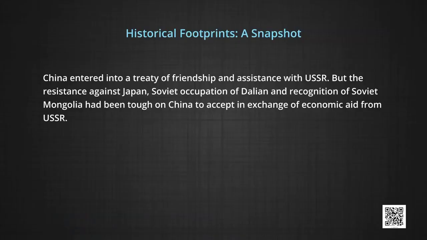Relationship between People's Republic of China and United States remained in moderate stance due to hostile political climate. China worked hard at eliminating Western influence on its people, thereby restoring its culture. China entered into a treaty of friendship and assistance with USSR, but the resistance against Japan, Soviet occupation of Dalian and recognition of Soviet Mongolia had been tough on China to accept in exchange of economic aid from USSR.